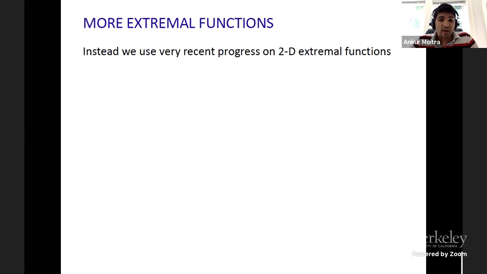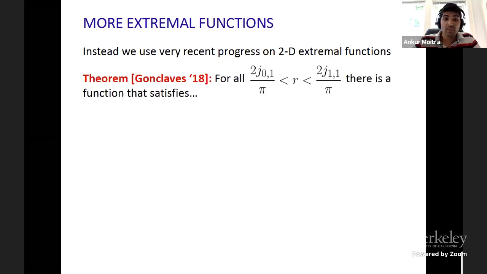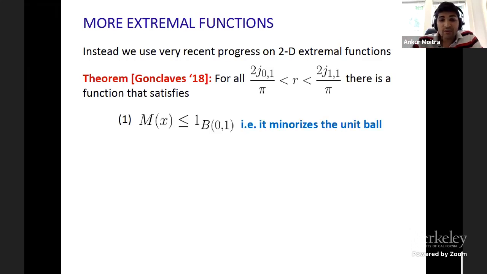They nailed exactly what the optimal higher dimensional extremal functions are, in the analogous way to the Beurling-Selberg majorant in 1D. So there's a beautiful result of Gonçalves, actually very recent from 2018, which shows that for some target radius r, which again has something to do with Bessel functions, there is a function m that satisfies the following 3 amazing conditions. First of all, it's going to minorize the indicator function of the unit ball. That's similar to how we looked at majorants and minorants for the Beurling-Selberg majorant.